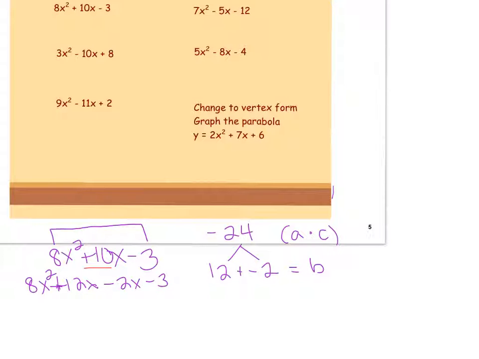So now I'm going to factor out a GCF on the left and the right. 8x squared plus 12x, GCF is 4x. I'm left with 2x plus 3.